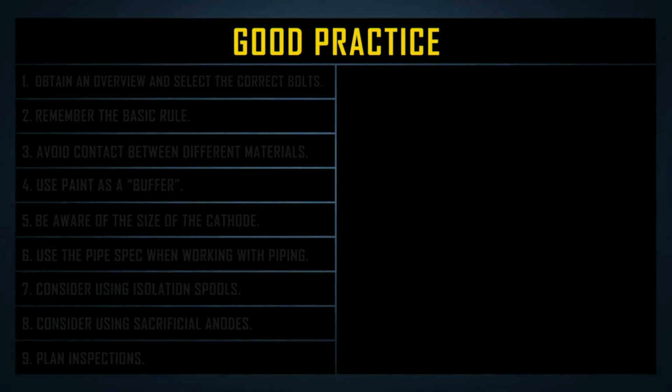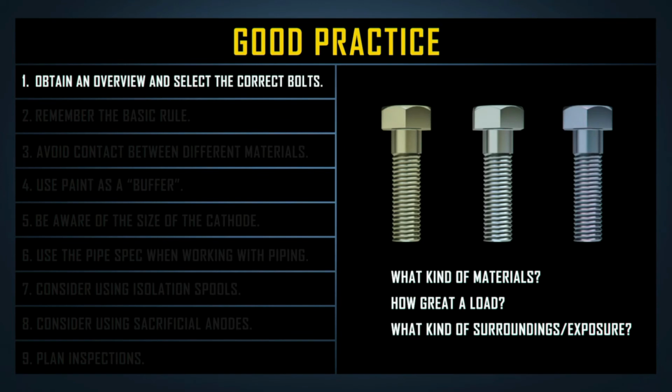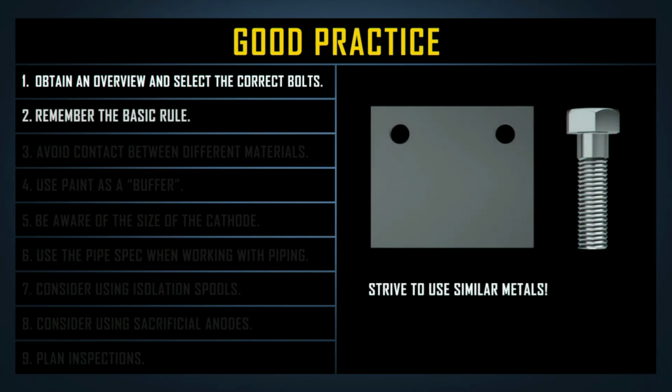Here are some points of good practice to prevent galvanic corrosion. Obtain an overview of the types of materials used in the equipment and structure to which the equipment will be fastened. Choose bolts that are appropriate to the relevant load and surroundings. Remember the basic rule. In a corrosive environment, try to use metals with the same or almost the same nobility.